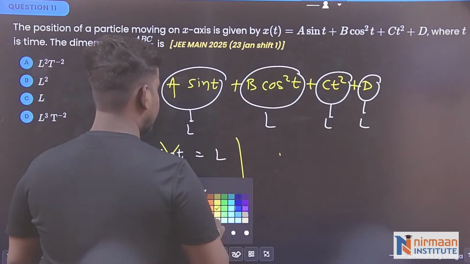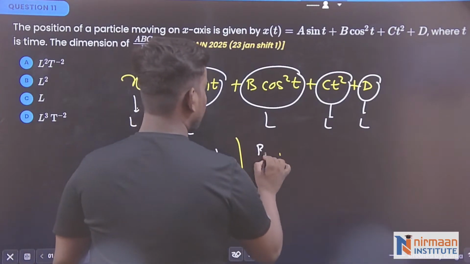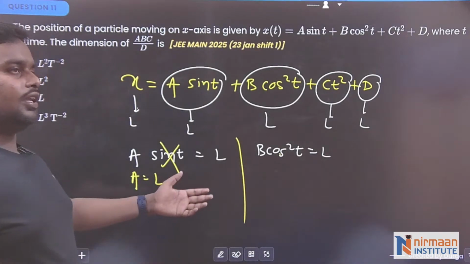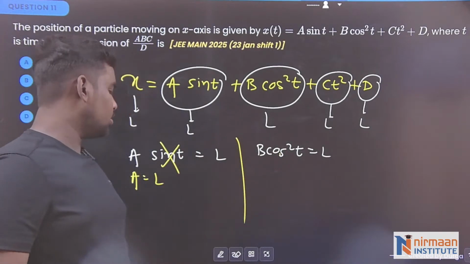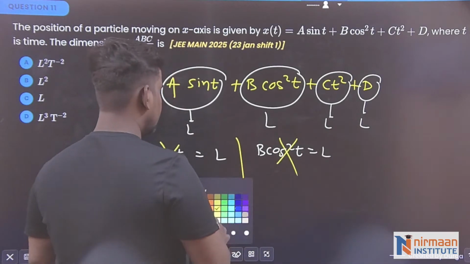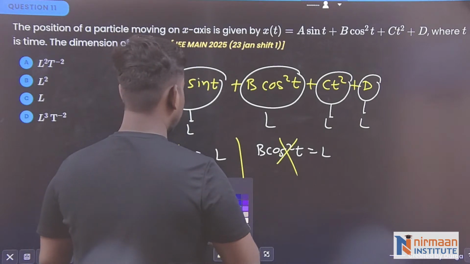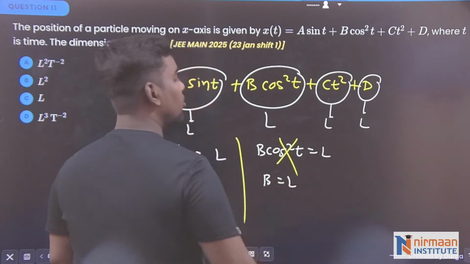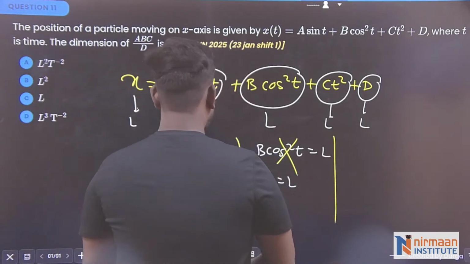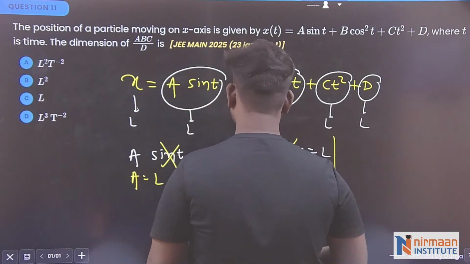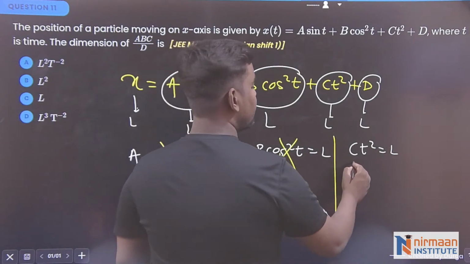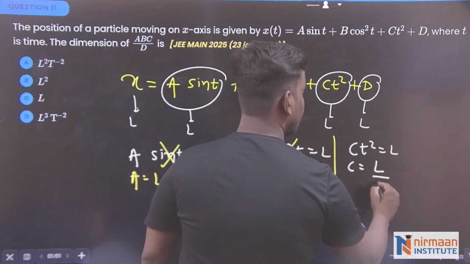Next, B cos square t is also L. If cos has no dimension, cos square also has no dimension. It means that B dimension is also L. Again, ct square dimension is also L. So what is C dimension? L by T square.